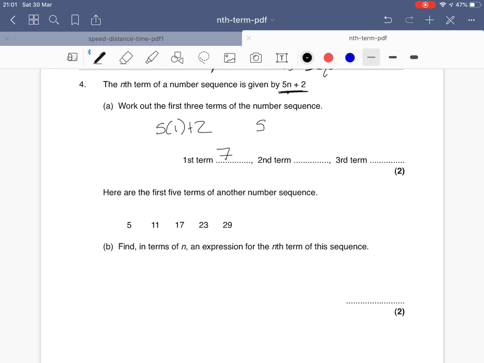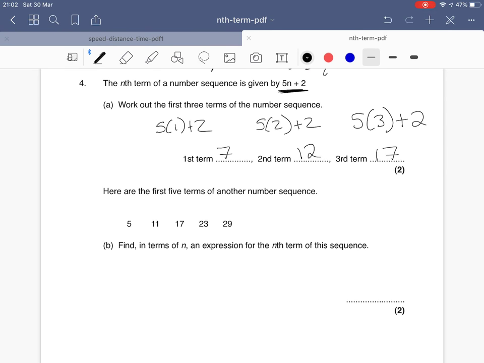Next one, we replace n with 2. 5 times 2 plus 2, so 5 times 2 is 10, plus 2 is 12. We can see it's going up in 5s because it's 5n. And the third one, we replace n with 3. 5 times 3 is 15, add 2 gives us 17.